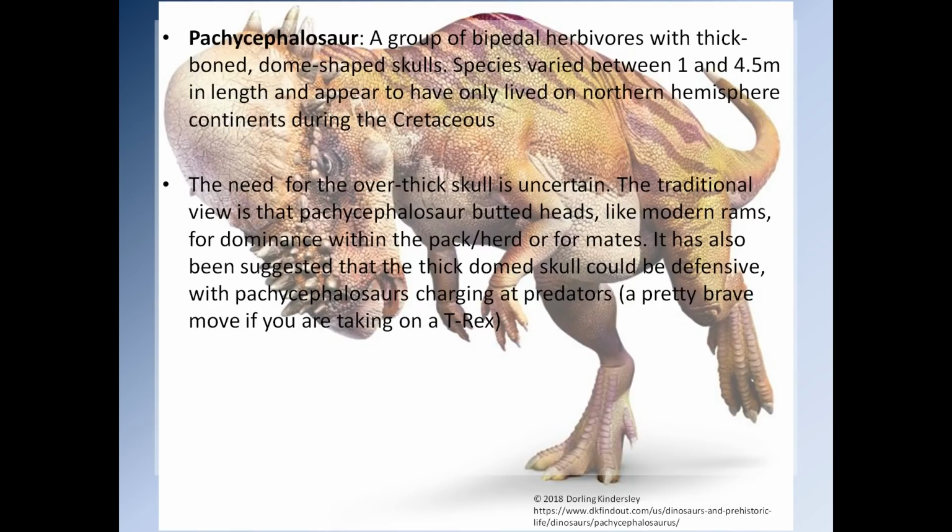Okay, so the next group of dinosaurs are the Pachycephalosaurs. So that's another group of bipedal herbivores, and this group is particularly interesting because it has a very distinct feature which neither group has. On the top of their heads, you can just see it in the picture behind here, they had a very overdeveloped, very thick, dome-shaped skull. Now, the species varied between about 1 and 4.5 meters in length, so they weren't massive dinosaurs. And they appear to have only lived on northern hemisphere continents during the Cretaceous.